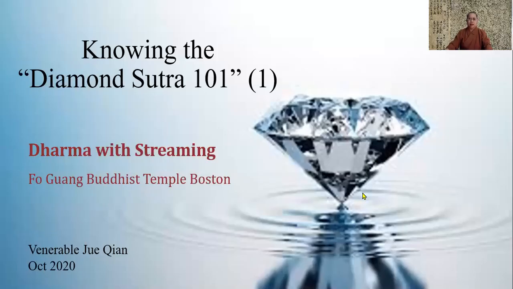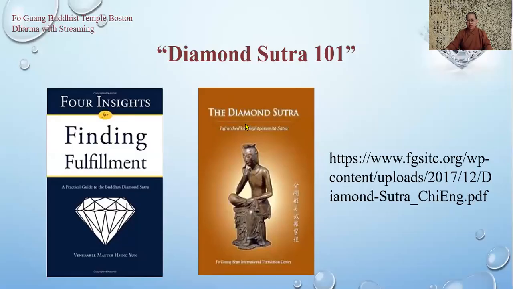Okay, so I'm going to show you the slides, and in between we will start to discuss further. So this is the first class of Diamond Sutra 101. The books that we will be using are this book, 4 Insights for Finding Fulfillment. This is a book written by Venerable Master Xing Yun in Chinese, but translated into English. And another book is the translation of the Diamond Sutra, which I will be using for the entire 8 classes.